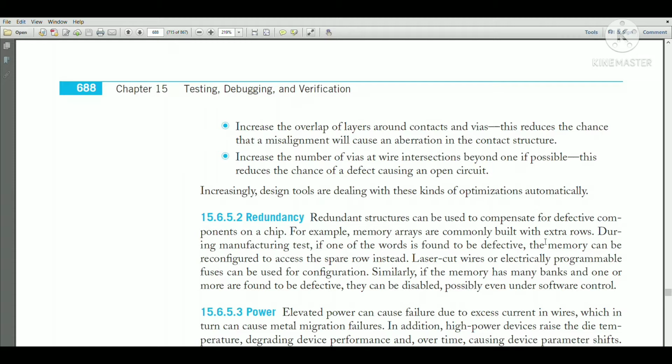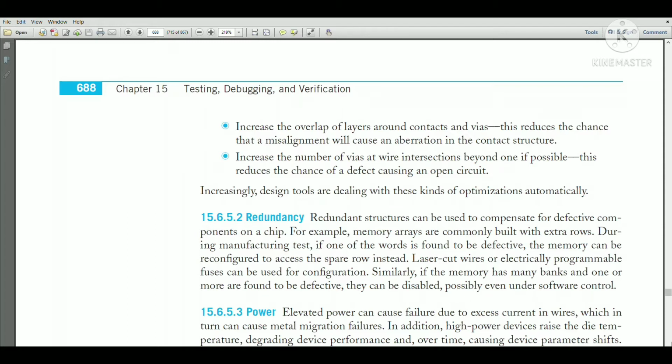Redundancy. Redundant structures can be used to compensate for defective components on a chip. For example, memory arrays are commonly built with extra rows. During manufacturing test, if one of the words is found to be defective, the memory can be configured to access the spare row instead. Laser cut wires or electrically programmable fuses can be used for configuration. Similarly, if the memory has many banks and one or more are found to be defective, they can be disabled, possibly even under software control.